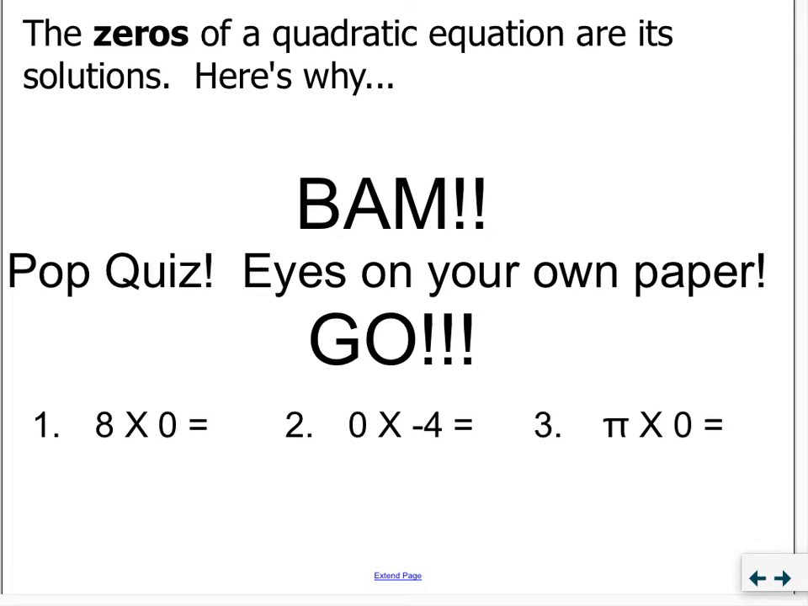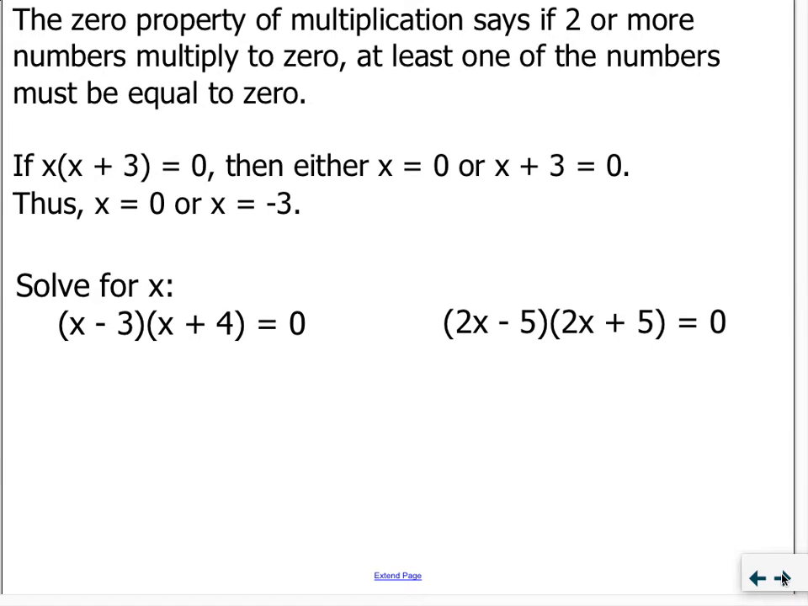All right. So did you figure out that 8 times 0 was 0, and then we had another 0 and another 0? Well, how come all those answers were 0? If you said that you're always multiplying something by 0, you're correct. That's what we call the zero property of multiplication. And that says that if you multiply two or more numbers, two or more terms, two or more expressions, if they multiply to 0, then one of those must be equal to 0.